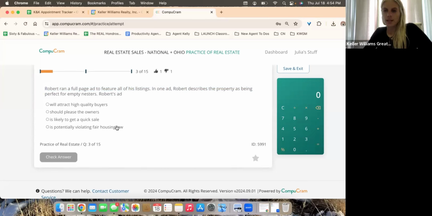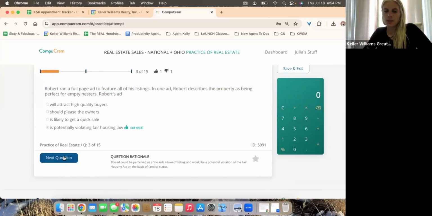All right, we got D, and D is correct. The ad could be perceived as no kids allowed, which would be a potential violation of the Fair Housing Act under the basis of familial status. All right, good job, guys. That was tricky. I remember there being a question similar to this on the exam as well.